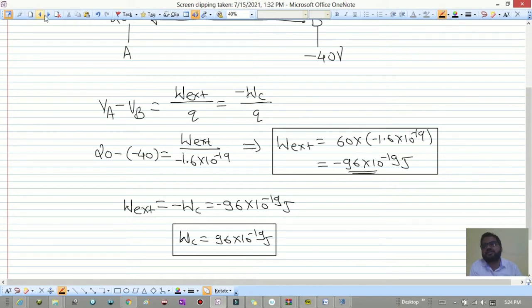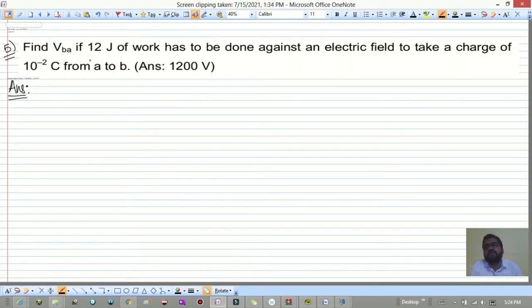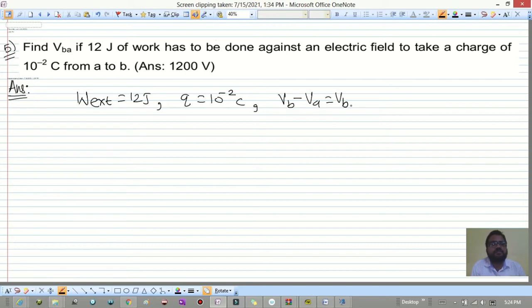Now next question, as you can see over here, find VBA if 12 joule of work has to be done against an electric field. Now see, here it is given against the electric field. So 12 joule of work has to be done against an electric field indicates work done by external is 12 joule. The charge is 10 to the power minus 2 coulomb, taken from A to B. That means VB minus VA, which is VBA.